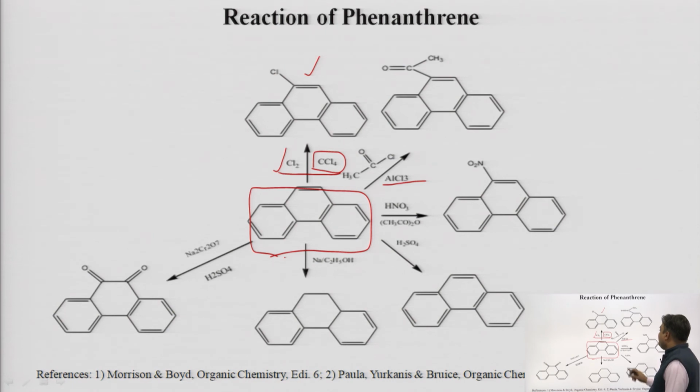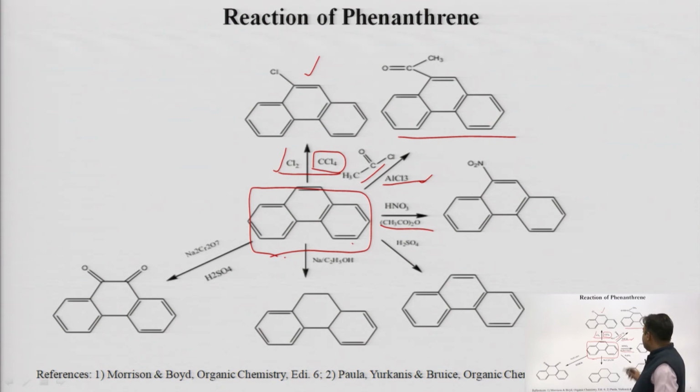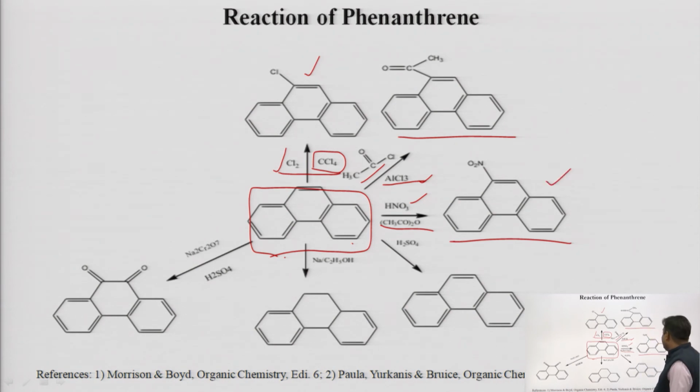In the next reaction, phenanthrene is reacted with acetyl chloride in the presence of a Lewis acid like AlCl3, and we get the 9-acetylated product. This is an electrophilic substitution reaction. Then again, in the presence of acetic anhydride, phenanthrene is reacted with concentrated HNO3, and we get 9-nitrophenanthrene, which is not very stable actually.